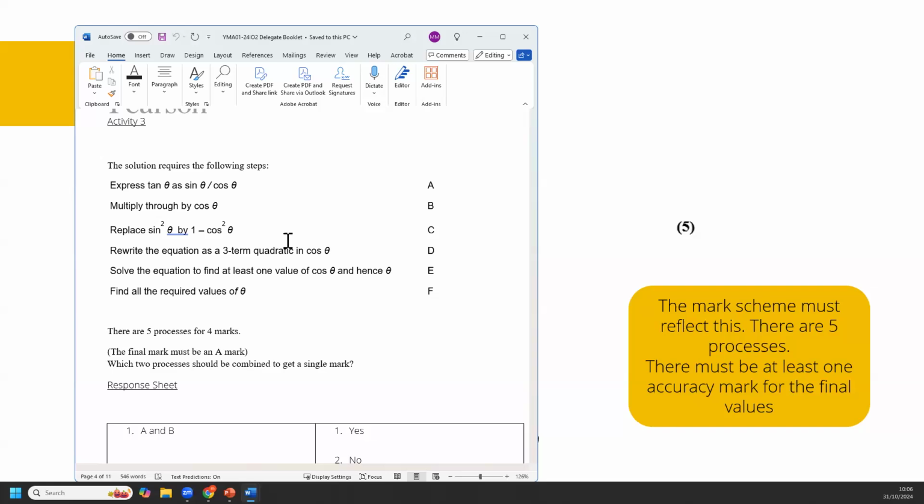But there are too many steps there, so two of those steps have to be combined into 1 for 1 mark. In the chat here, could you suggest which 2 we should combine, please? Anyone, if you have a think. So there's 5 processes for 4 marks, so 2 of them have to be combined.